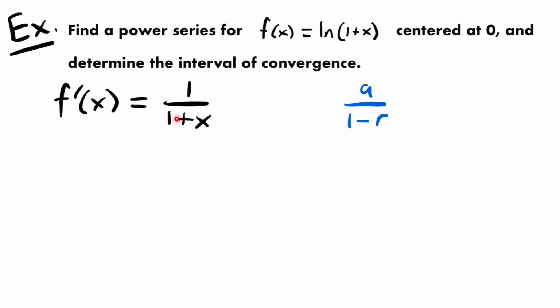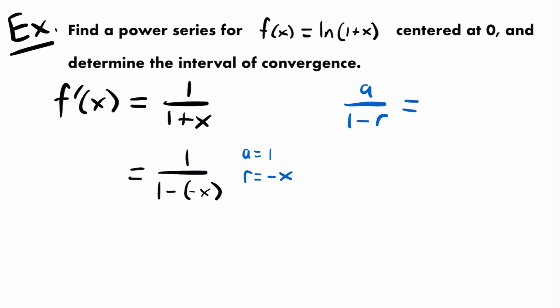We can just subtract negative x, and that would be the same as 1 plus x, right? We could rewrite this to be 1 divided by 1 minus negative x. Those two negatives would cancel out to become positive, and so this is an equivalent way to write this derivative. Now we can see that a is equal to 1 and r is equal to negative x, and so we can rewrite this derivative as a geometric power series, right?